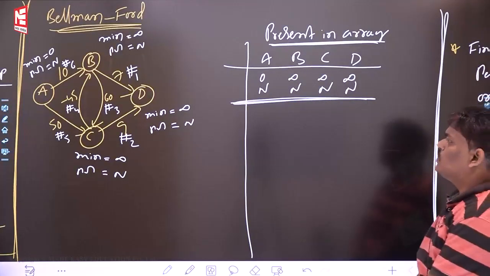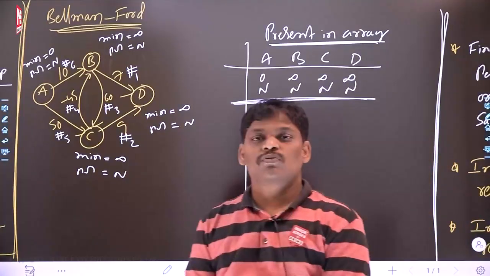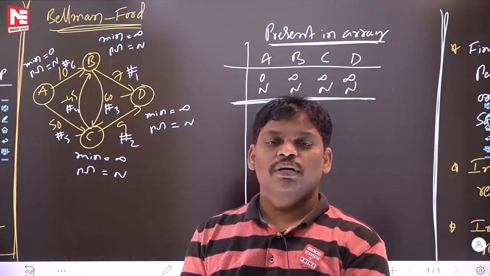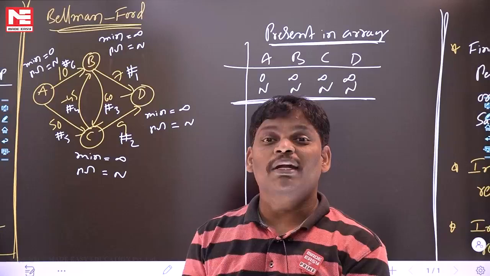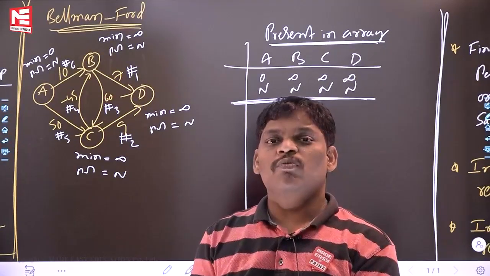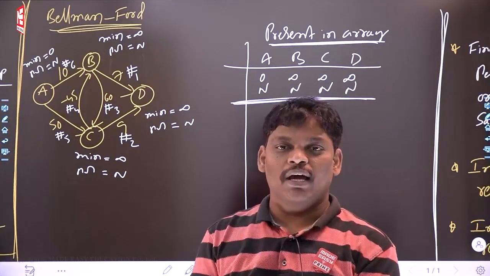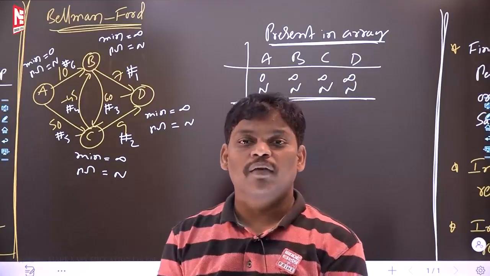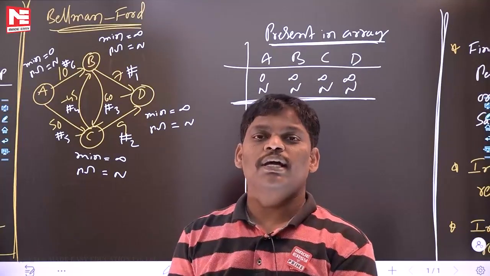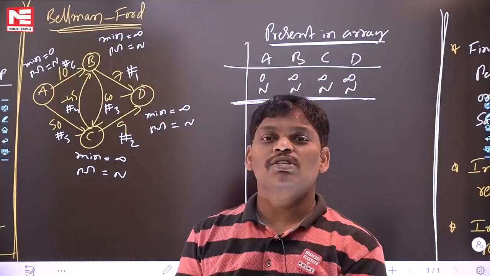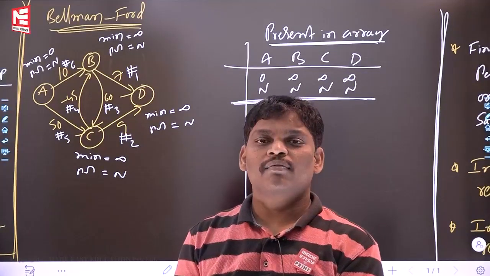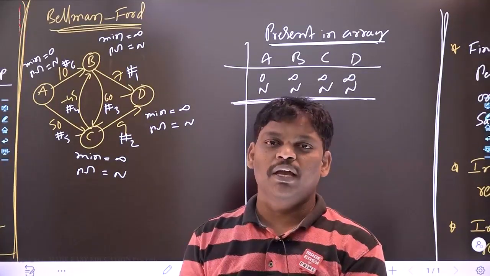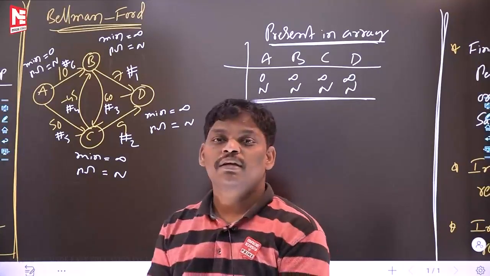One more thing I want to ask you. A vertex will be relaxed in the case of the Bellman-Ford algorithm, how many times? V minus 1 times. A vertex will be relaxed V minus 1 times in Bellman-Ford, but in the case of Dijkstra's algorithm, 1 time. Please be careful. V minus 1 times, where V is the number of vertices.